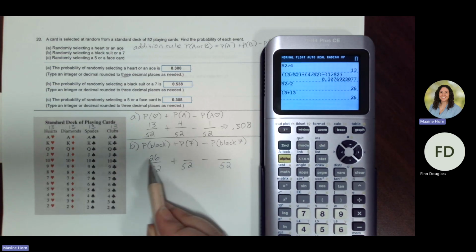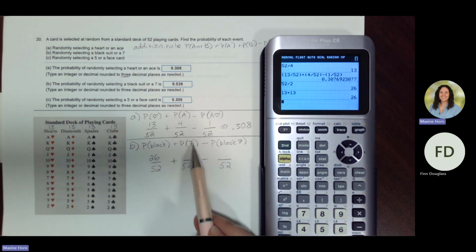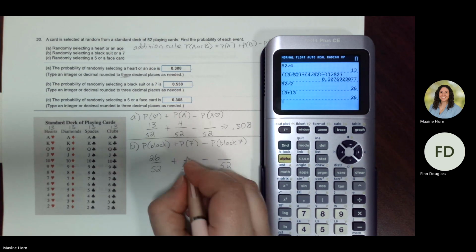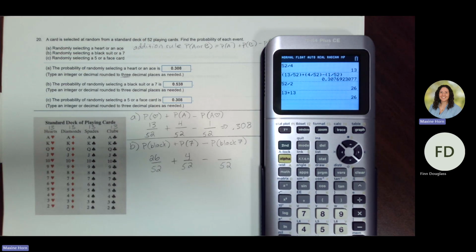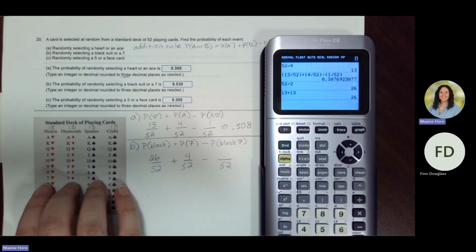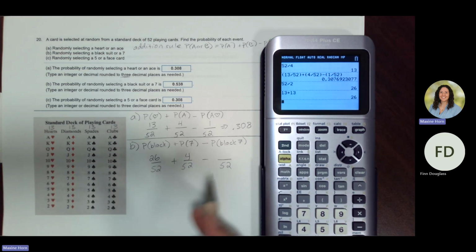So 26 cards are black. Okay, now we want the probability of a 7. How many 7s are in the deck? Well, there's one of each suit, so there's 4 7s in the deck, right? One in every column.